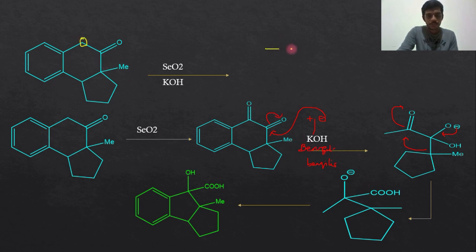Whenever you see a structure like this, the benzilic acid rearrangement happens. Here the 6-membered ring will be converted to a 5-membered ring and the alcohol and the acid will be present at the same carbon atom.